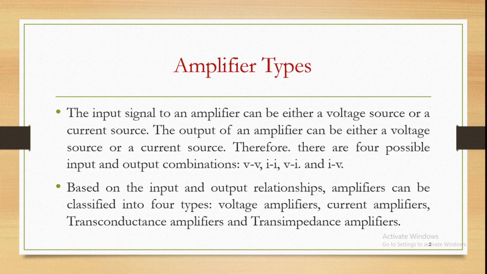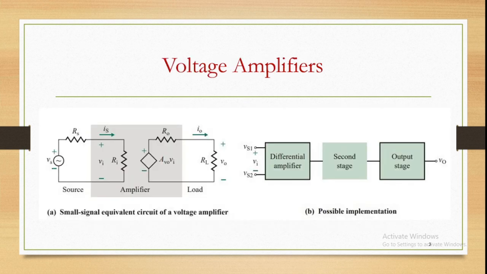Therefore, there are four possible input-output combinations: V to V, voltage source input, voltage source output; I to I, current source input, current source output; V to I, voltage source input, current source output; and I to V, current source input, voltage source output. So based on the input and output relationship, the amplifier can be classified as V to V, voltage amplifier; I to I, current amplifier; V to I, transconductance amplifier; and I to V, transimpedance amplifier.